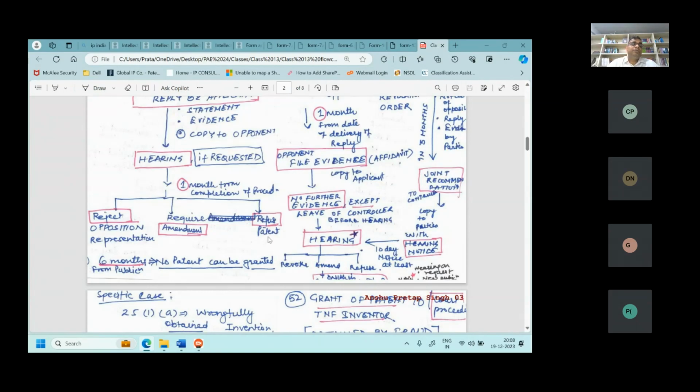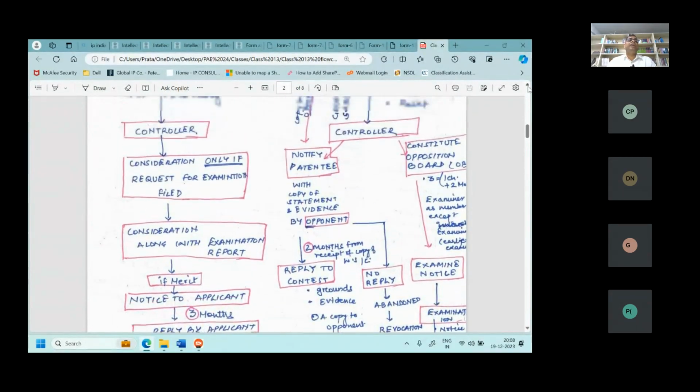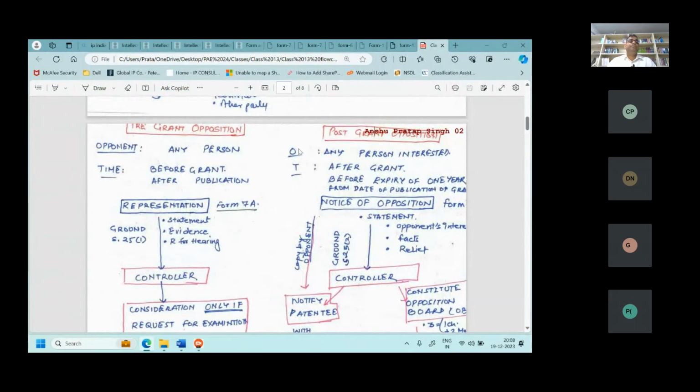Now, we already know that there is a 6 months period in between during which no patent can be granted after publication. So this is the assured period given to the public to go for pre-grant opposition. Please remember, anyone can appear, anyone can oppose. Okay, and fees, there is no fees.